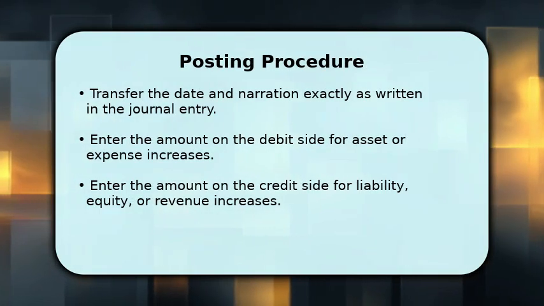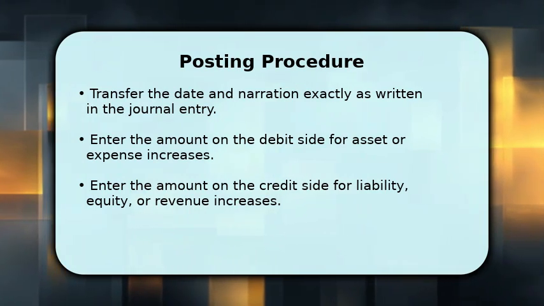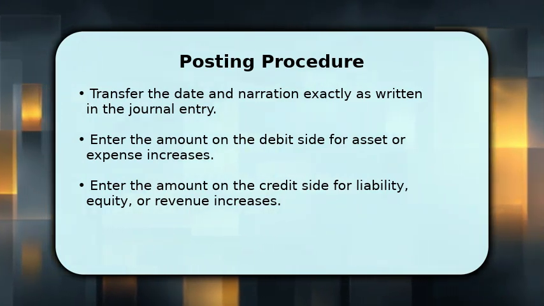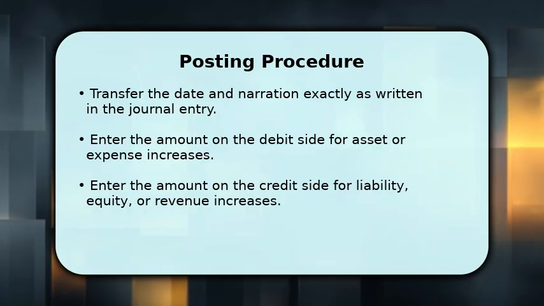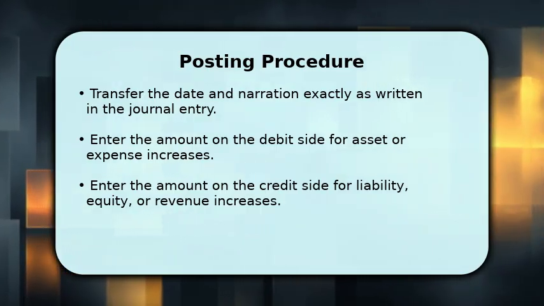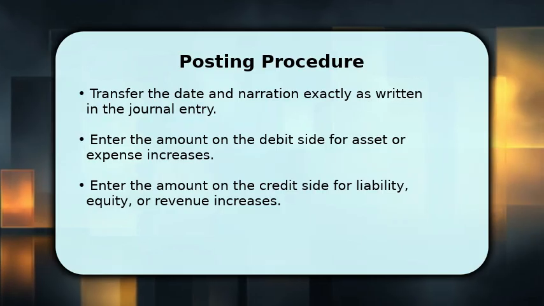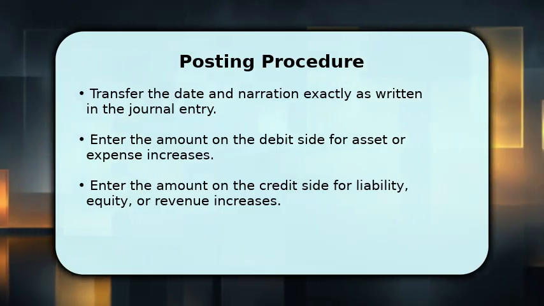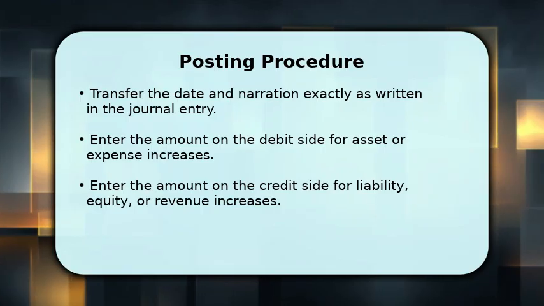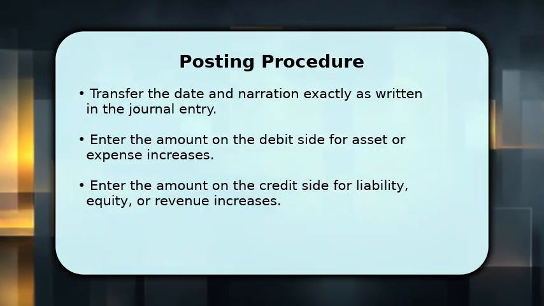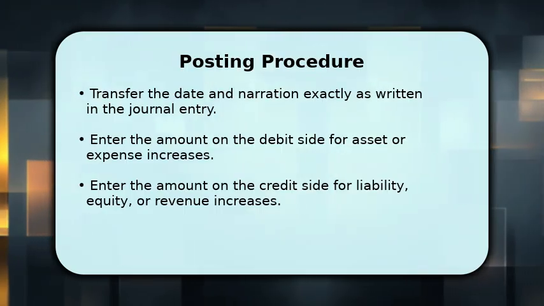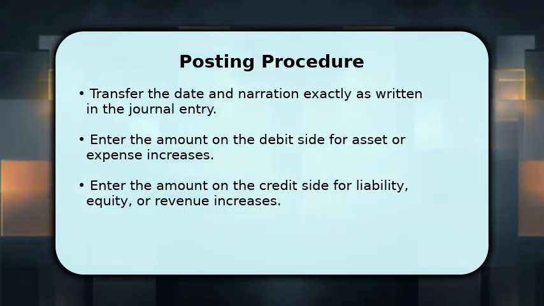Start by locating the journal entry, then write its date, narration, and reference in the ledger heading before posting. Place the amount on the debit or credit side based on the account type, and include a small reference back to the journal page or entry number. Update the running balance after each post and verify that the sum of debits equals the sum of credits across affected ledgers to maintain accounting integrity.